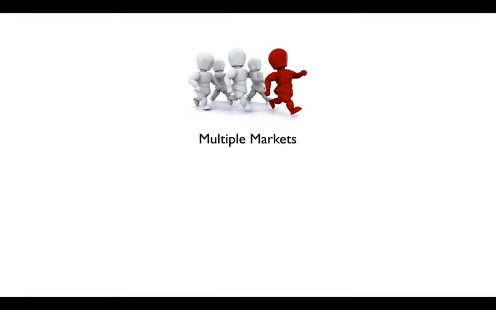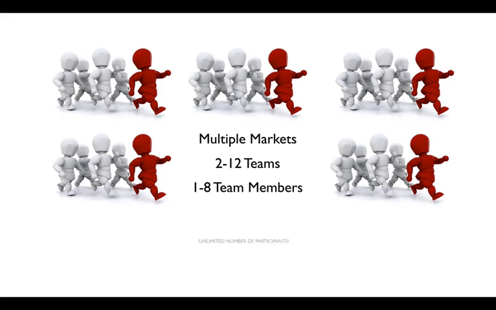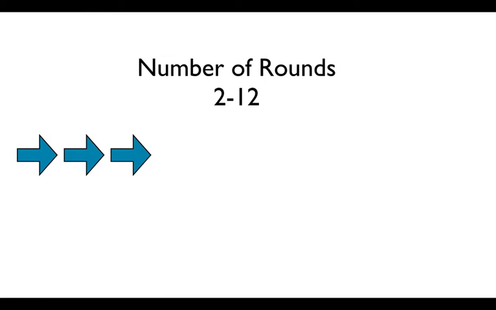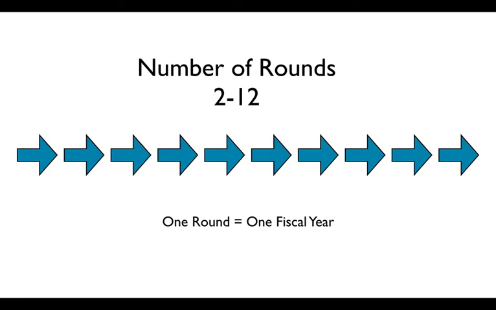Each simulation market consists of 2 to 12 competing teams, with up to 8 members in each. The number of parallel simulation markets is not limited, making it possible to utilize a simulation for any number of participants in the class. The simulation is played over 2 to 12 rounds, with each round constituting one fiscal year. Practice rounds that do not influence the actual game may be played before the actual rounds.